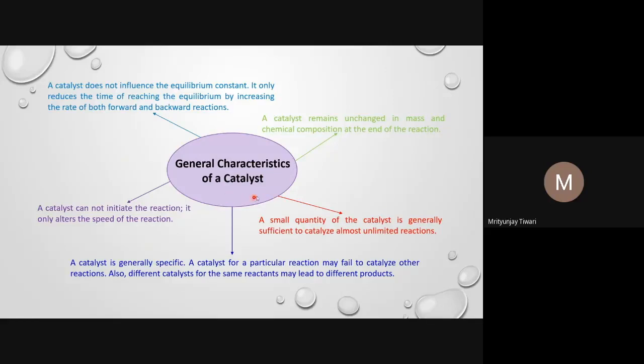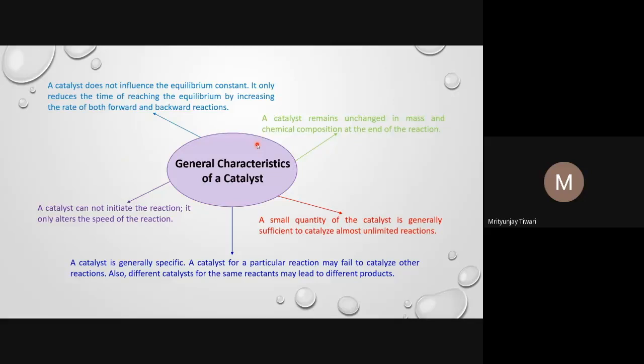Let's see some general characteristics of a catalyst. Most of these things we have already covered in the last chapter, but I'll briefly go over and mention these points. A general characteristic of a catalyst is that it does not influence the equilibrium constant, but it helps achieve the equilibrium faster. It only reduces the time of reaching equilibrium by increasing the rate of both forward as well as backward reactions.